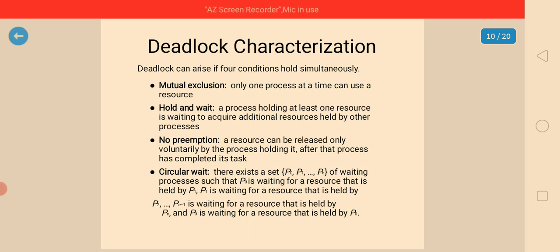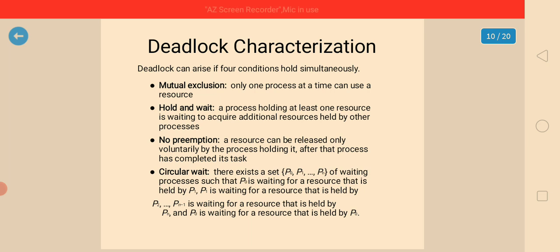Second characterization: hold and wait. A process holding at least one resource is waiting to acquire additional resources held by other processes. Third one, no preemption. A resource can be released only voluntarily by the process holding it, after that process has completed its task. Next, the fourth and last one, that is circular wait.